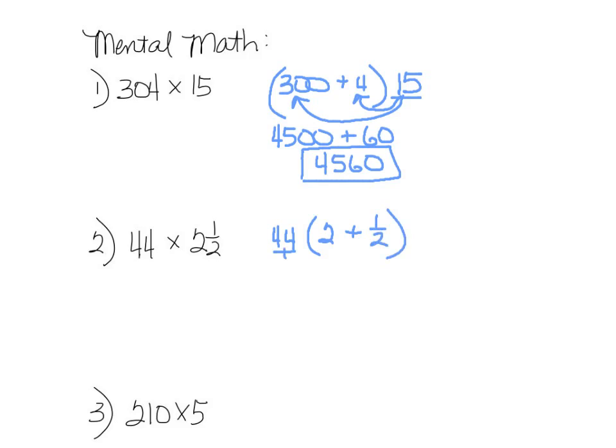So let's distribute. 44 times 2 is 88. That's easy. And half of 44 is 22. Well, that's easy too. And 88 plus 22 is 110. Again, that's using distributive property to facilitate mental math.